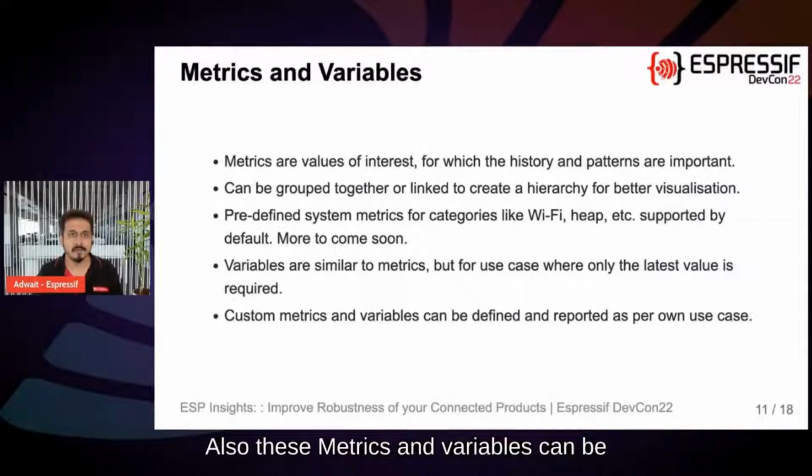Also, these metrics and variables can be grouped together and linked to create a hierarchy for better visualization. As I said, there is a set of predefined system metrics under categories like the heap metrics or the Wi-Fi metrics that are supported by default by the ESP Insights firmware. But you can also extend it further to have your own set of custom metrics and variables and plot them to check the performance of your overall system. We will do a deep dive through our demo session that Vikram will cover later.